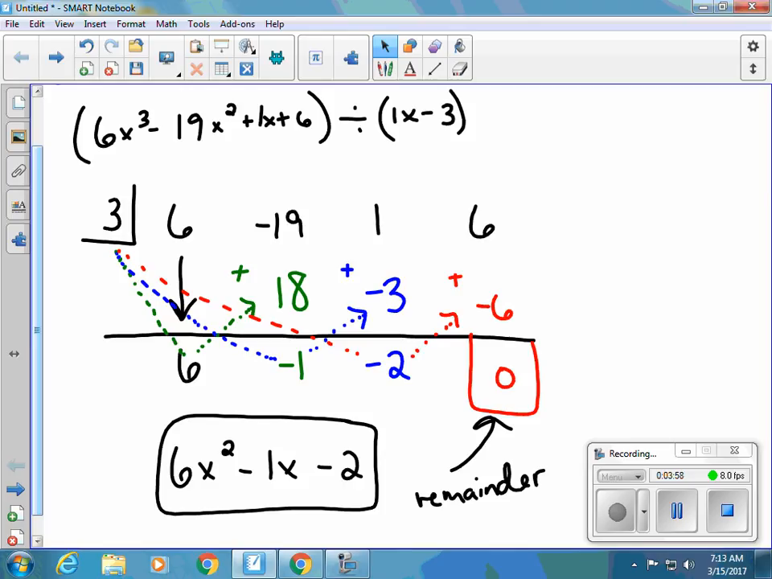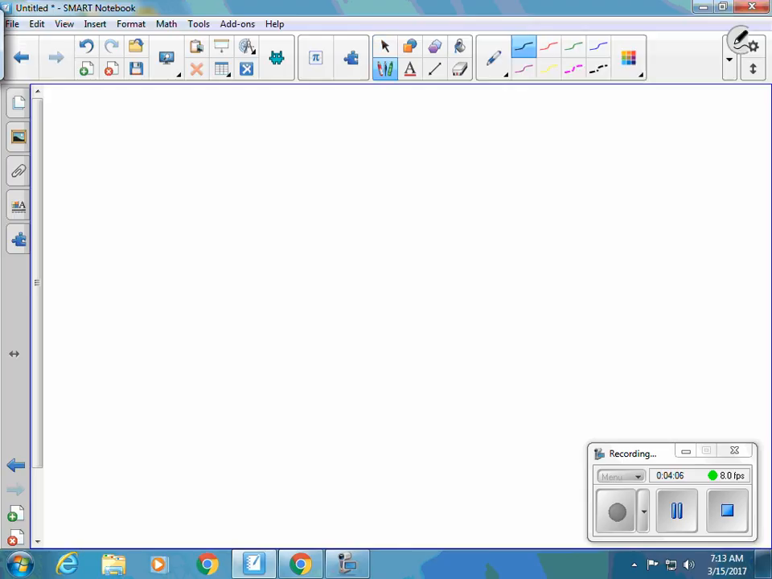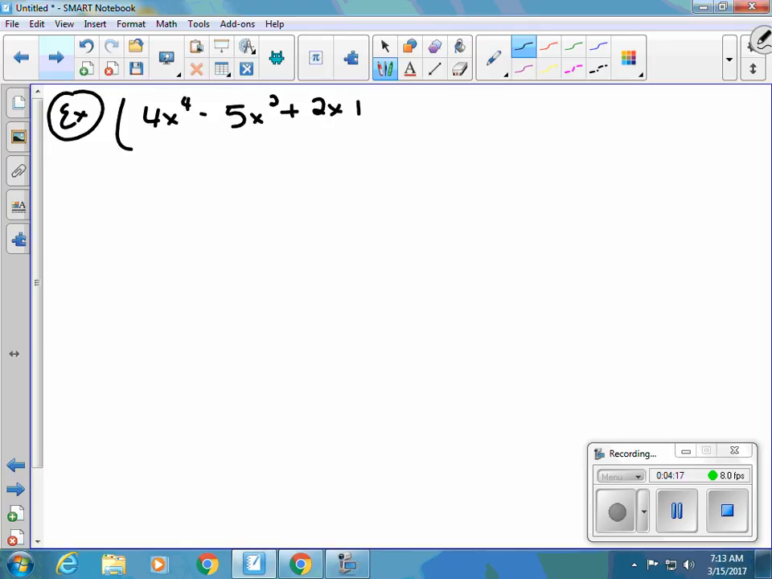But there are times when you might have a number in front of that x when we're doing our division, and it gets a little tricky. So let's say that I have 4x to the 4th minus 5x squared plus 2x plus 4 divided by 2x minus 1.